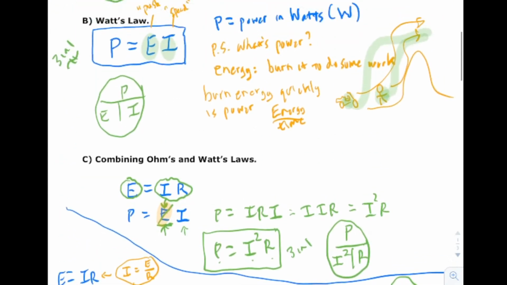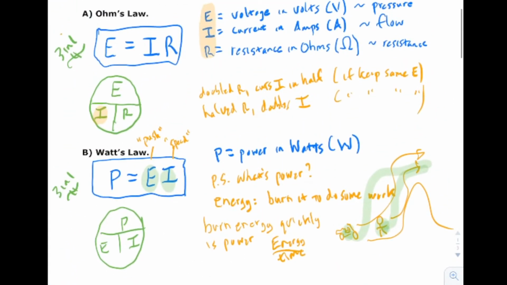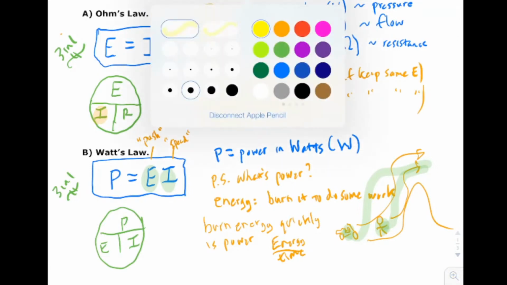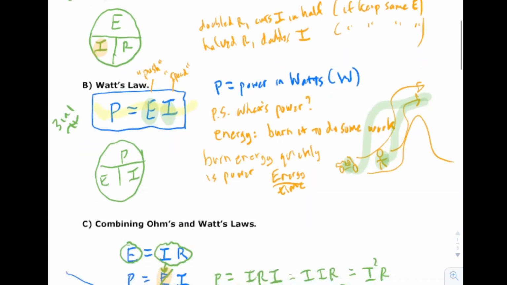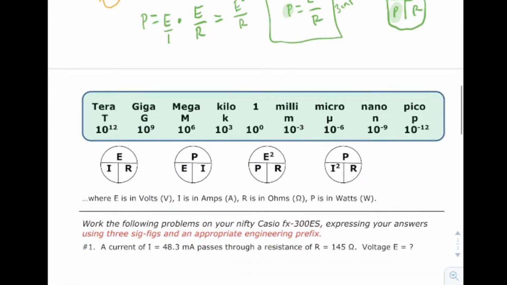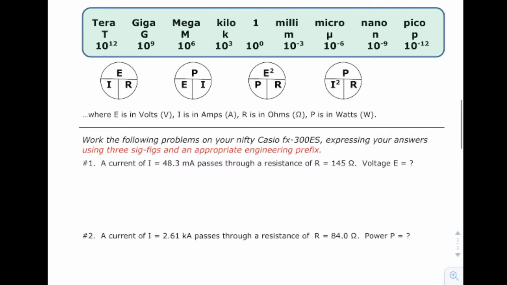So you see where they come from. Actually, these 2 are just kind of definitional. E equals IR by definition. P equals EI by definition. And then you can rearrange them all kinds of ways. Like I say, there's 12 total formulas if you see them.